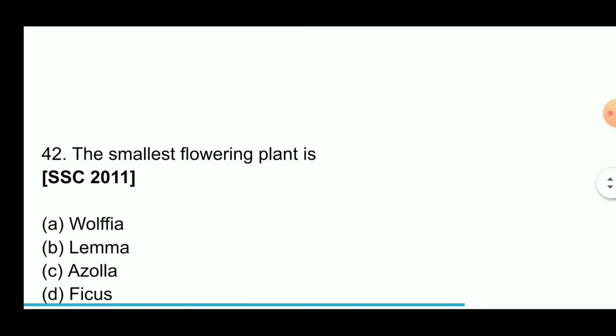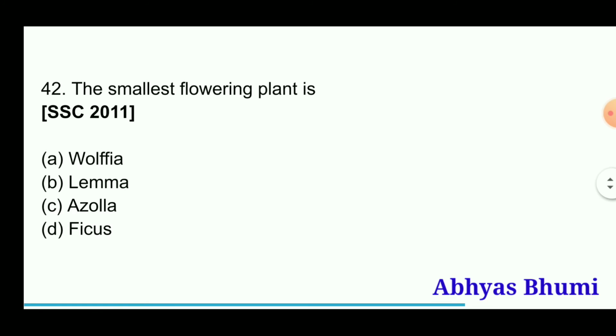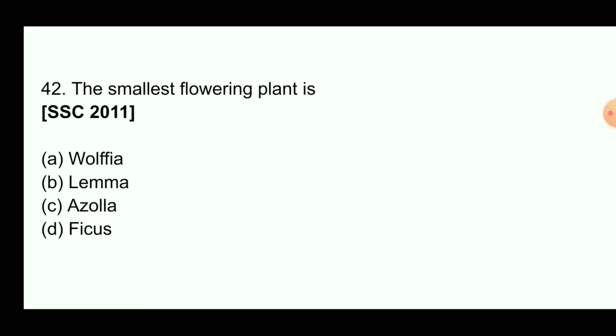Okay, turn for the next question. The smallest flowering plant is option A, Wolfia, option B, Limba, option C, Azolla, option D, Ficus. Tell me the right answer if you know. The right answer is option A, Wolfia.